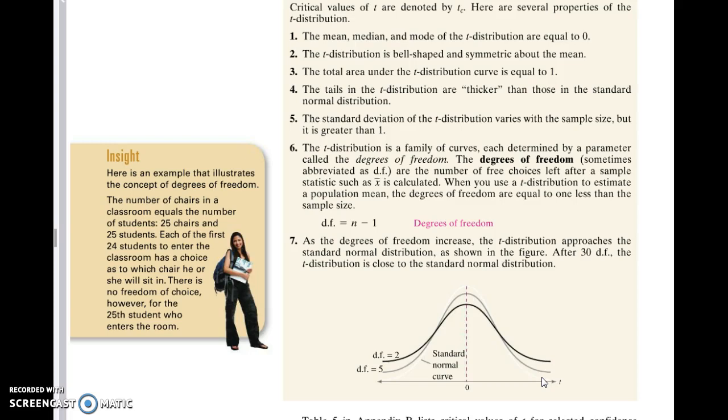Another thing that goes along with the t-distribution is something called degrees of freedom. And to calculate it, it's really easy. If your sample size is 25, your degrees of freedom is 24. It's always just one less than the sample size.